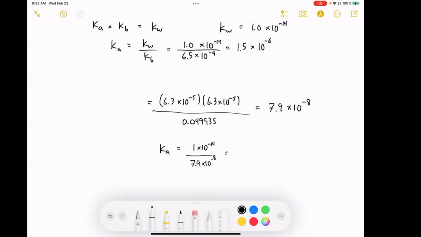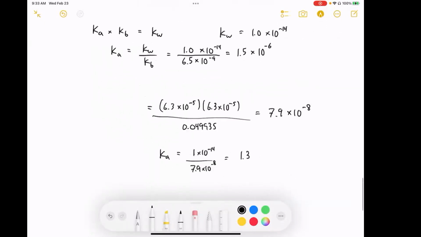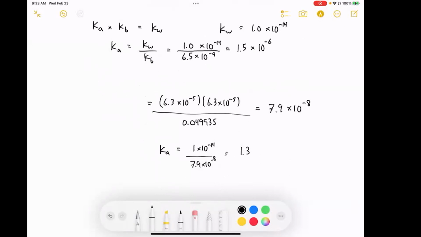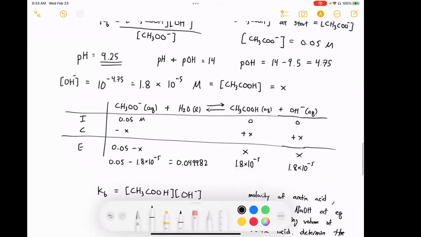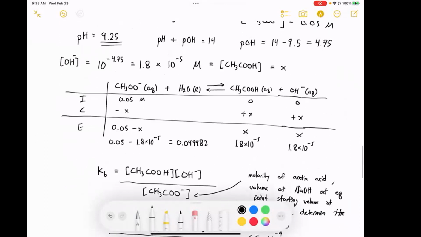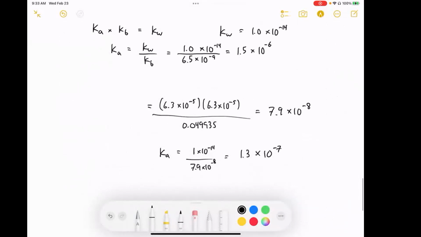We will get e to the negative 14 divided by 7.9 e to the negative 8, and we get, all right, this is much closer, 1.3. Actually, no, it's not. 1.3 times 10 to the negative 7. So this got much further. So the pH should probably be maybe not close to 10, but maybe like 8.5 or something like that. So let's just try 8.5 this time.